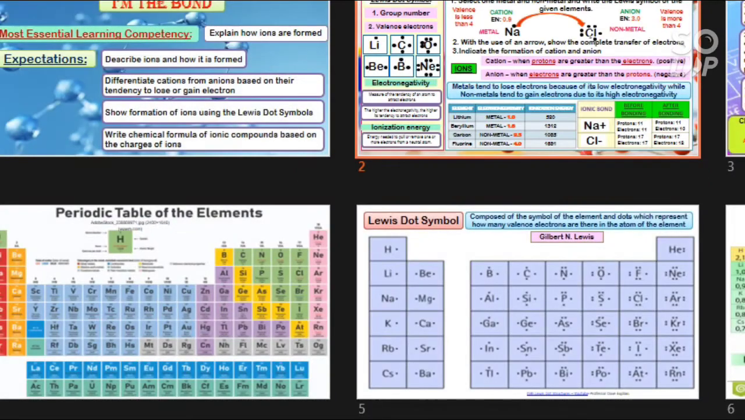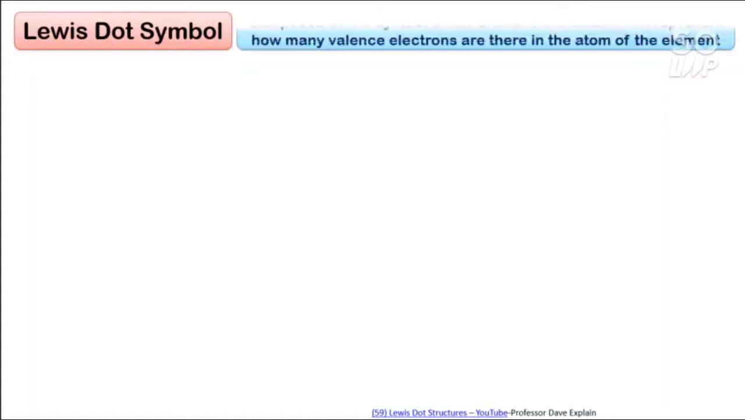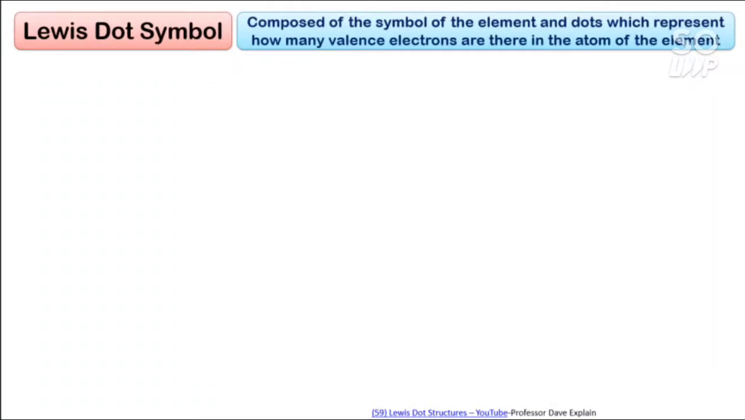But what is a Lewis symbol? In the 20th century, Gilbert Lewis devised a system of symbols which is known as the Lewis electron dot symbol, or Lewis dot symbol for short. Its function is to predict how many bonds will be formed by the elements in a compound. It is composed of the symbol of the element and dots, which represent how many valence electrons are there in the atom of the element.